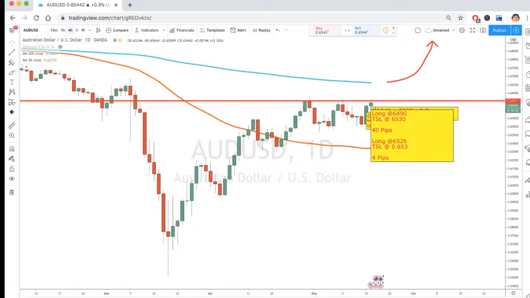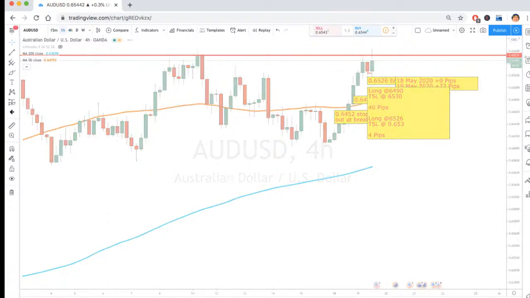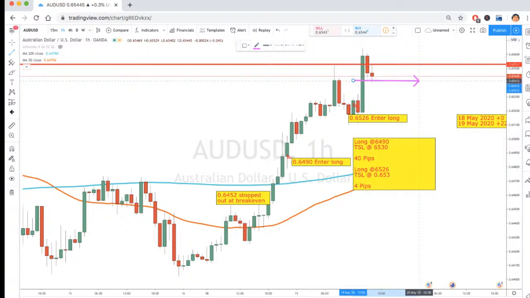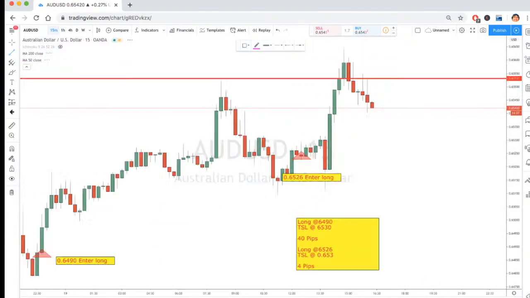Let's see on the 4 hour. It is still under, but it's still a very strong 4 hour bar. We'll see how it closes. And on the 1 hour bar, it is still going up. We have another trend line here. We might still be quite safe, so let's see how the price pans out. Coming down.